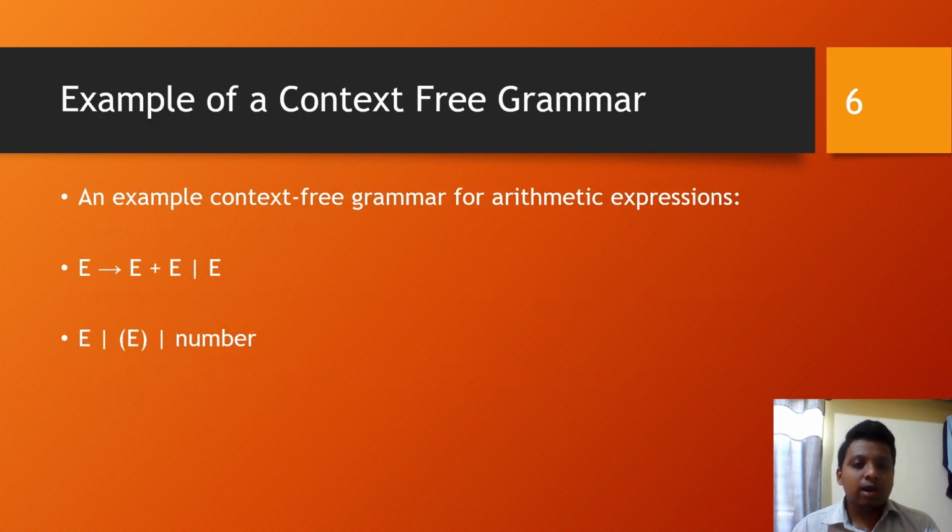Now let us look into an example of context-free grammar. An example of context-free grammar from arithmetic expressions, where E produces E plus E, or E produces E times E, or E produces id, where id is a number which is an integer.